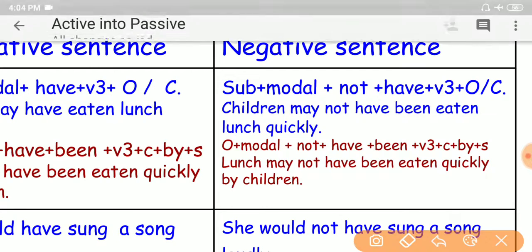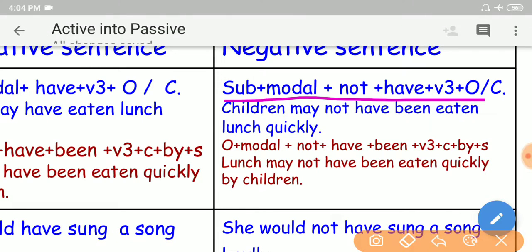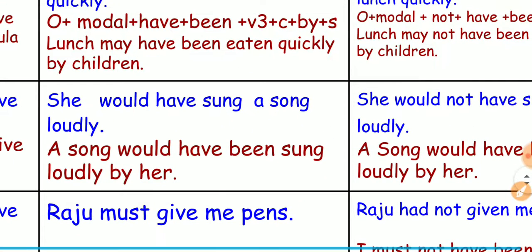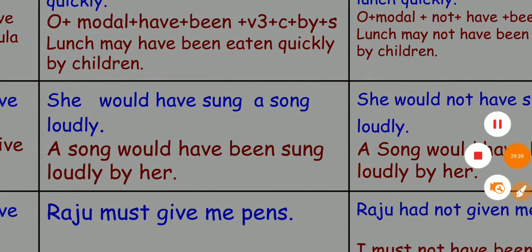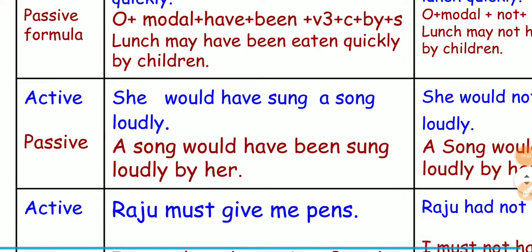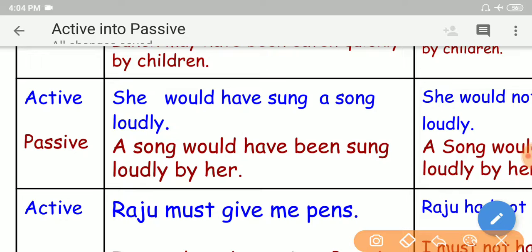Same here also it applies. Subject plus modal plus not plus have plus V3 plus object. Children may not have eaten lunch quickly. Lunch may not have been eaten quickly by children is the passive sentence. So like this, a number of examples we can frame. By seeing this table, you can frame n number of active voice and passive voice sentences, my dear friends. Again, you can convert from passive into active or active into passive.